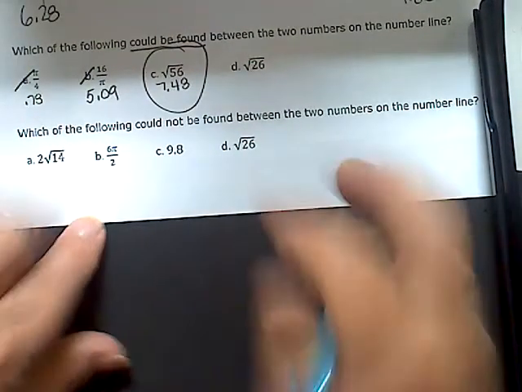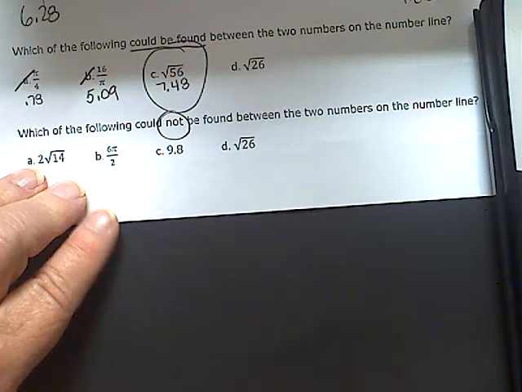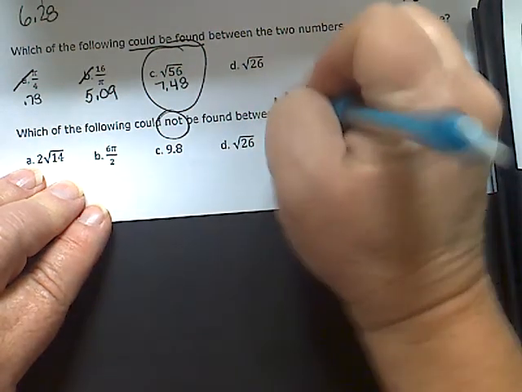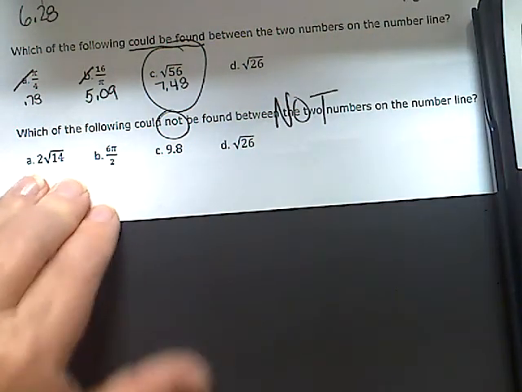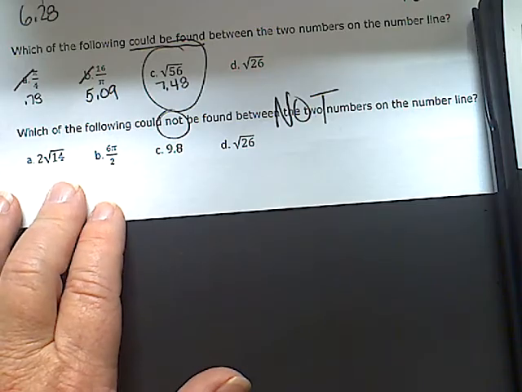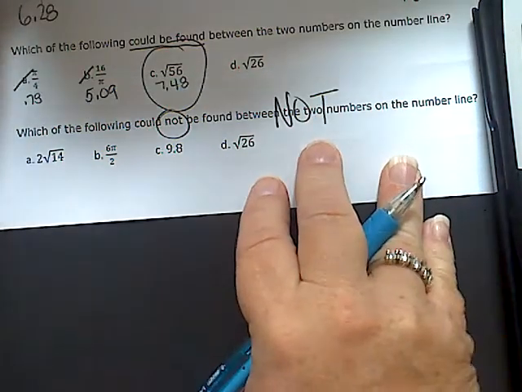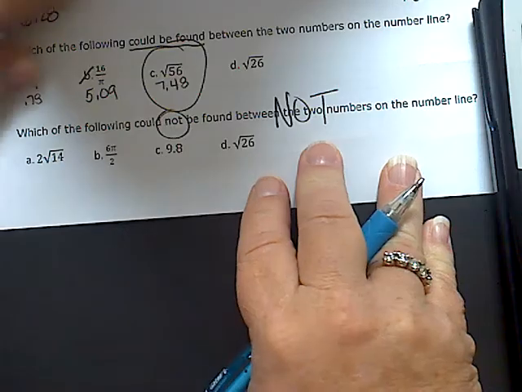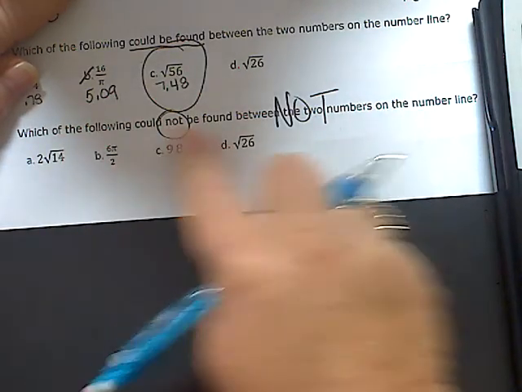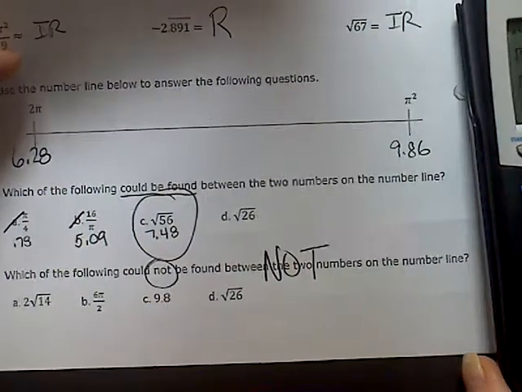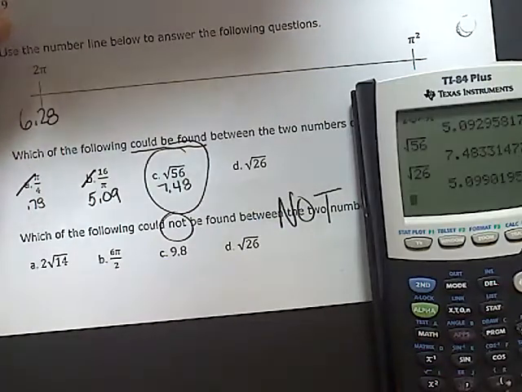Now let's look at this question. Which of the following could not? And when you see a not question, I want you to write the word not, because so many students make the mistake and forget I'm looking for a not question. Which of the following could not be found between the two numbers on the number line? So this is just like your practice. This is your example.